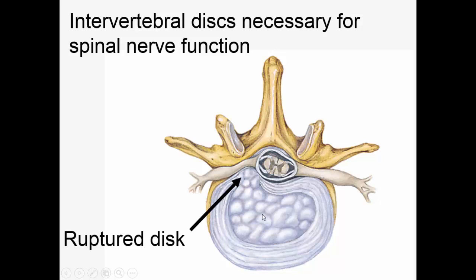So here is a ruptured disc. This is the fibrocartilage part, and this is kind of a soft gelatinous material. If the fibrocartilage ruptures, then that gelatinous material oozes out, and it will put pressure on the spinal nerve that's trying to come off of the spinal cord through that intervertebral foramina. So this is what is going to happen. This is a pinched nerve.